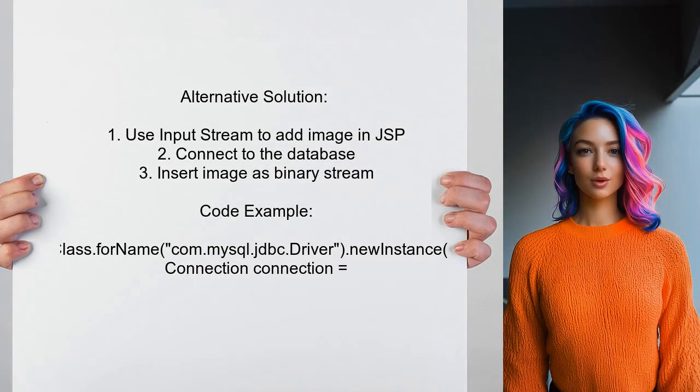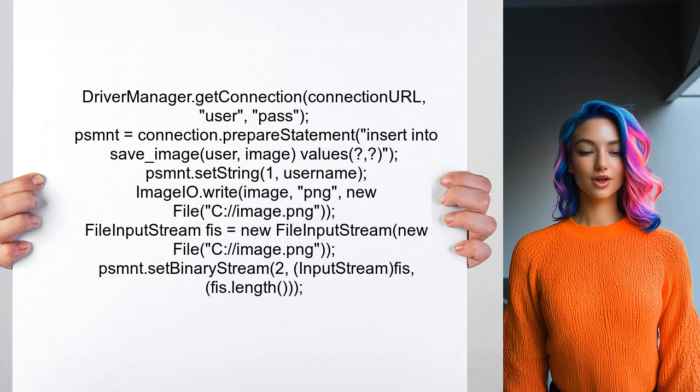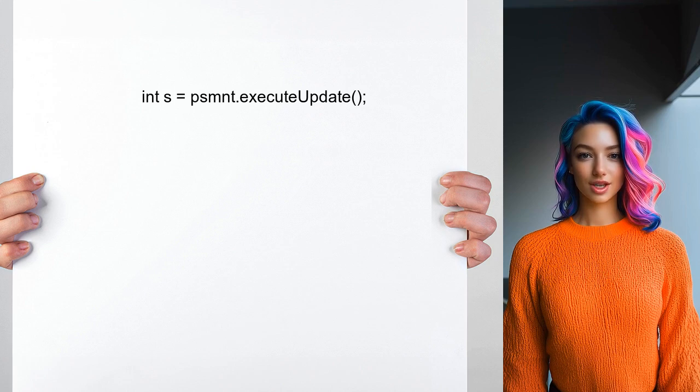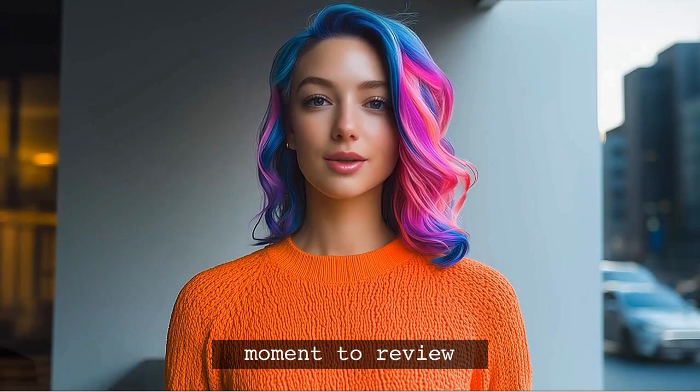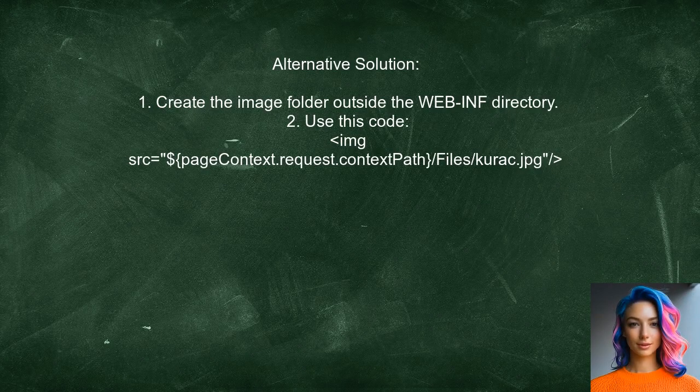An alternative solution suggests using an input stream to add an image to your JSP page. The user provides an example that involves connecting to a database and inserting an image as a binary stream. Let's take a moment to review another user's answer. An alternative solution provided by another user suggests creating the image folder outside the WEB-INF directory. They recommend using the code snippet that includes the page context request to correctly reference the image.